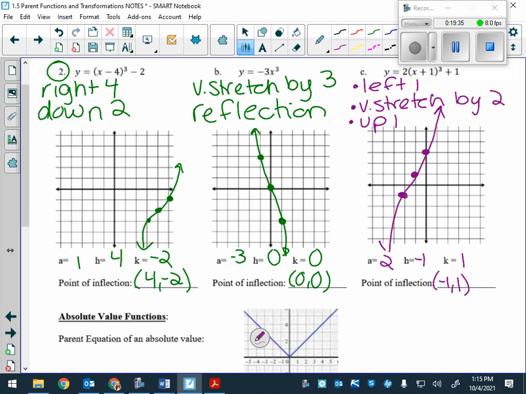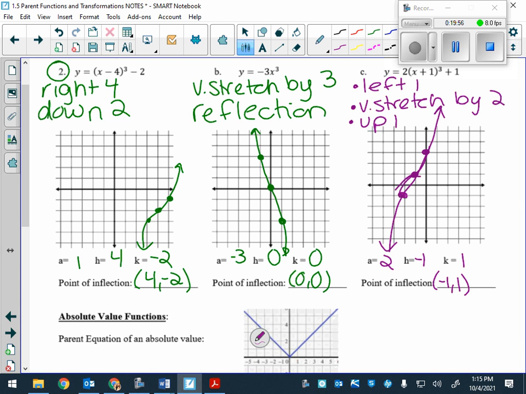This is what it would look like. Yes? How is that point of inflection? Well, I'm doing a rough sketch, but it's like that. It's right here. It's where it kind of changes direction, turns a little bit.